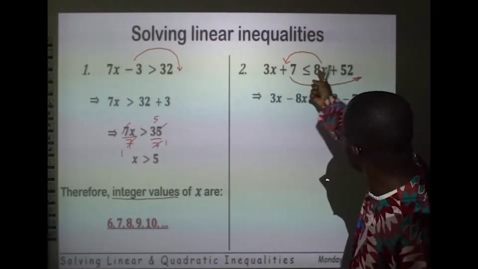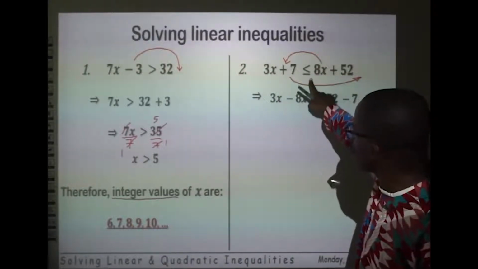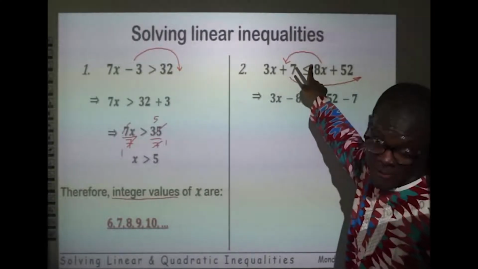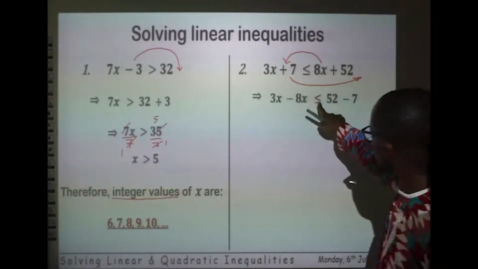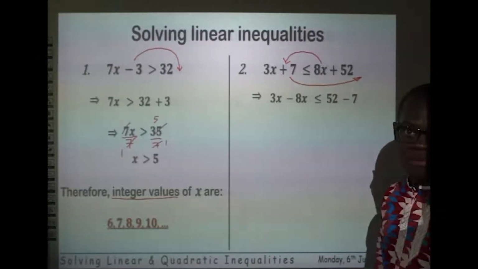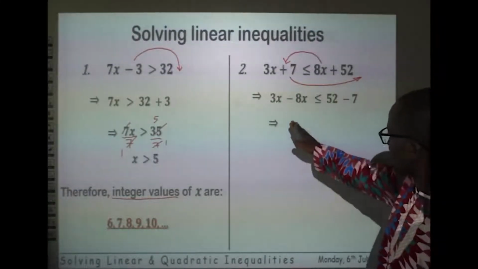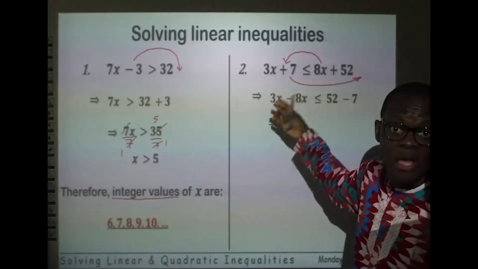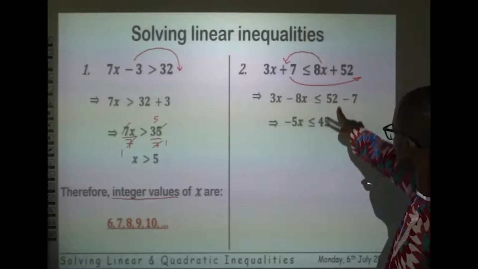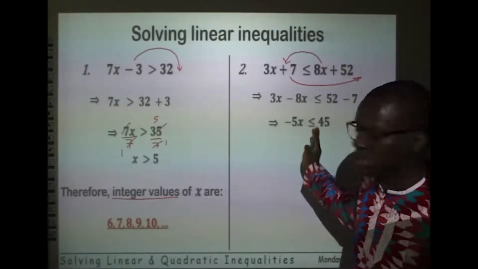So you have 3x minus 8x. Now the inequality sign stays the same, it doesn't change yet. If at all, it's going to change. Less than or equal to 52 minus 7. And so we simplify that. 3x minus 8x is what? Minus 5x, that's right, and then less than or equal to 52 minus 7, which gives you 45.